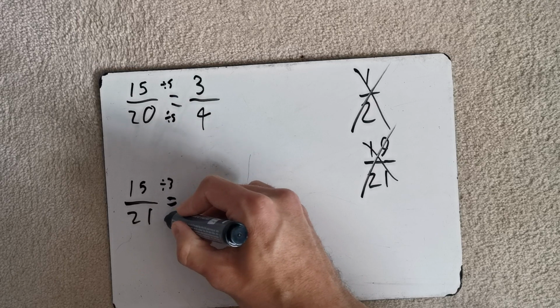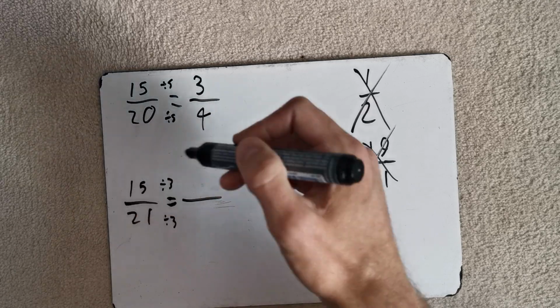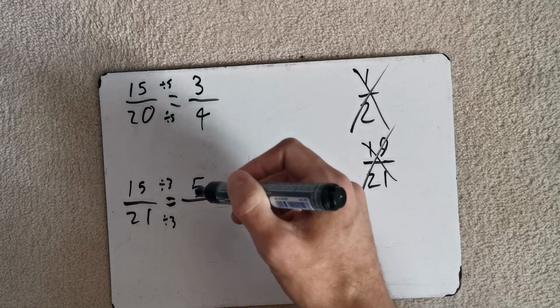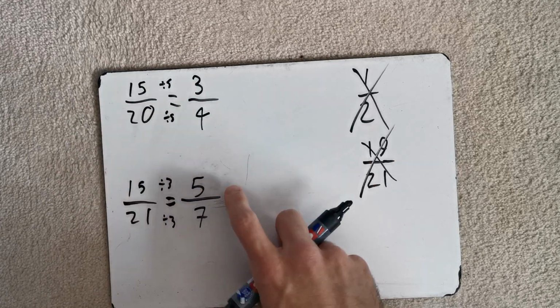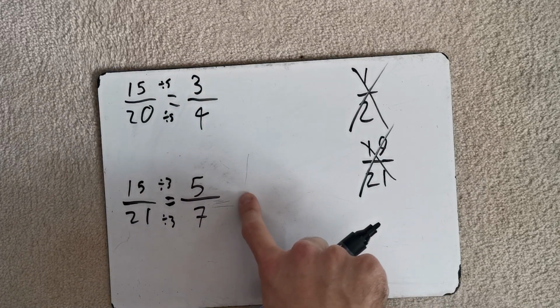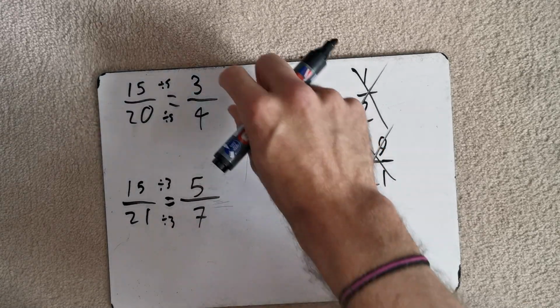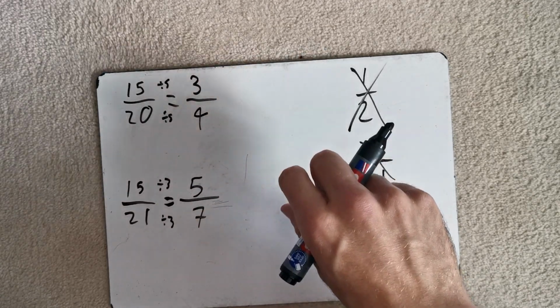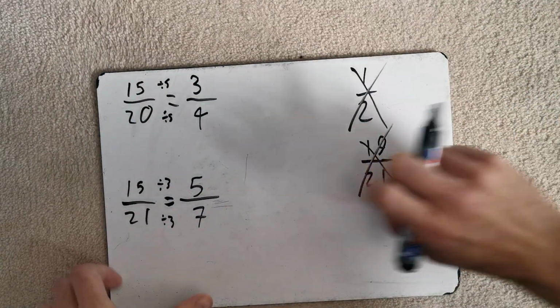So we could divide them both by 3. See how many 3s go into the top, see how many 3s go into the bottom. So 5 for the top, and 7 for the bottom. Now, can either of these simplify any further? Is the highest common factor, the highest times table that they're both in, 1? If that's true, they can't simplify any further.